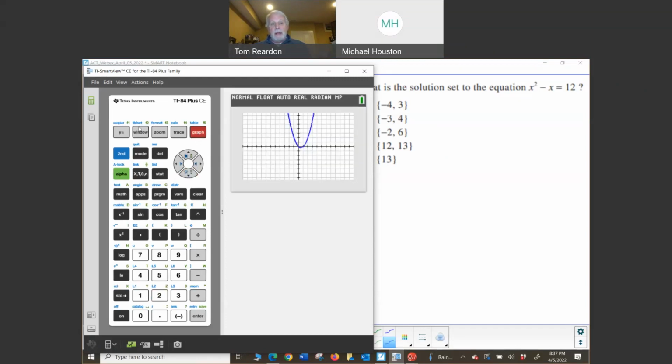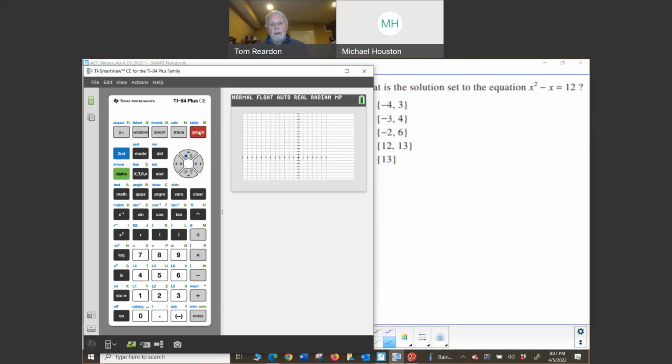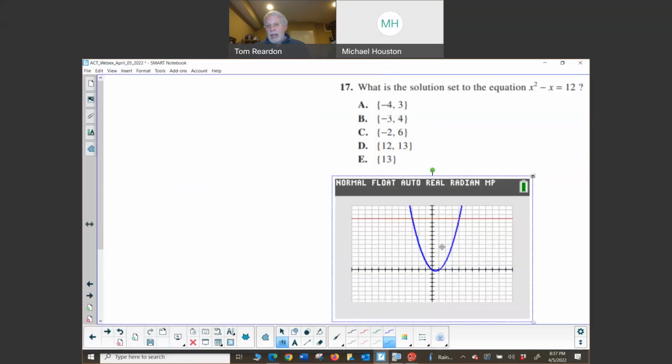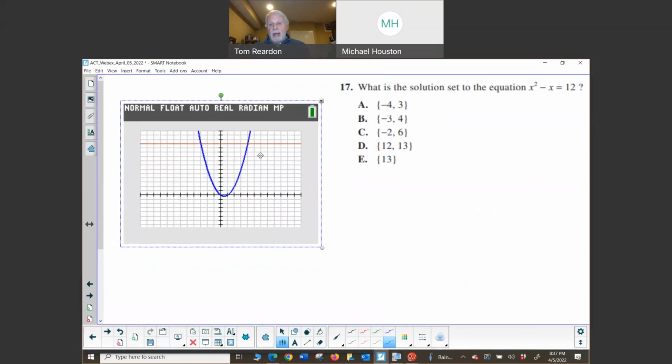Oh, I lucked out here. My window isn't big enough. So I'm going to go away from a square window and maybe go this up to 15 so that I can graph it. And then I can go ahead and find the points of intersection, okay? And again, I'm interested in the x values, not the y values. We already know the y value is going to be 12 there. So I can see those ordered pairs that way.